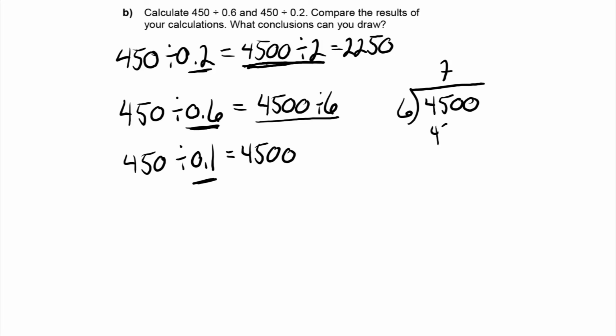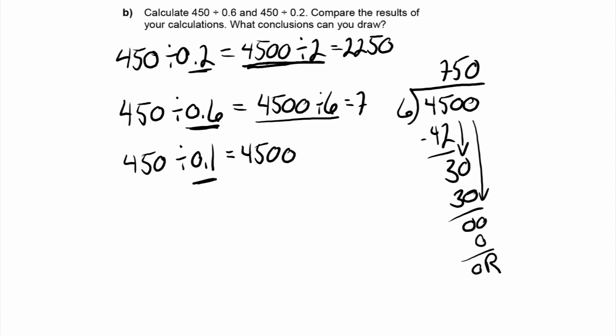7 times 6 is 42. Subtracting, we get 3, bring down the 0. 5 times 6 is 30, with 0 remainder. So 450 divided by 0.6 is 750.